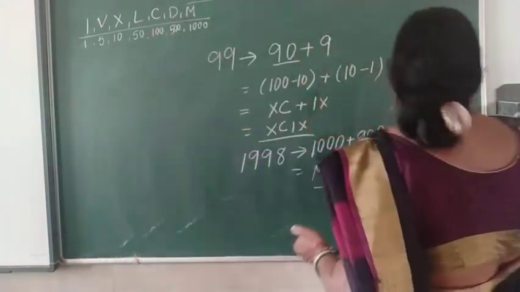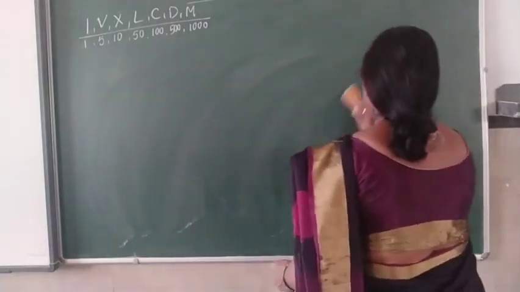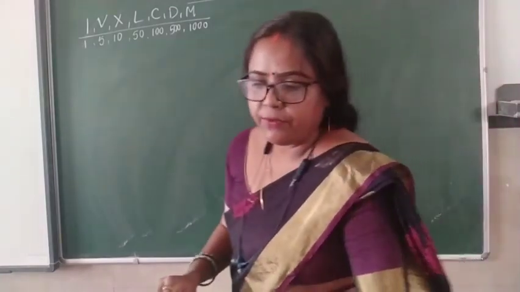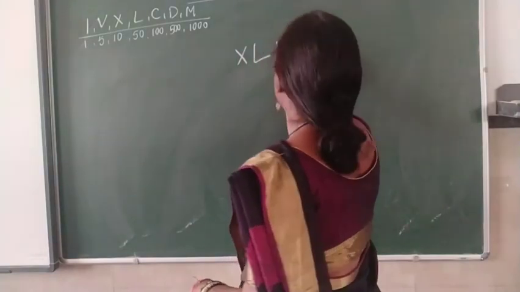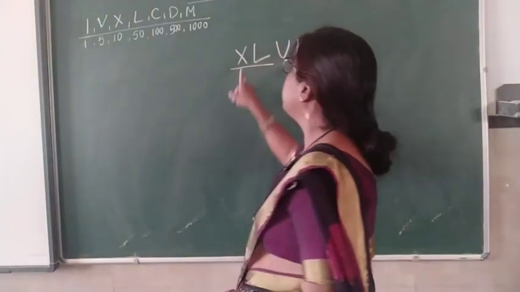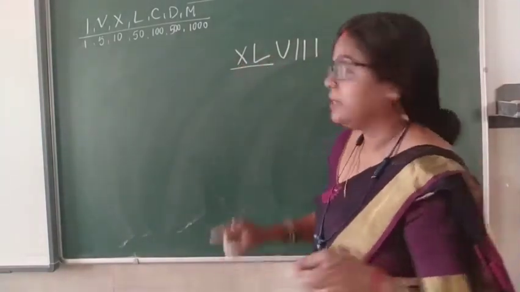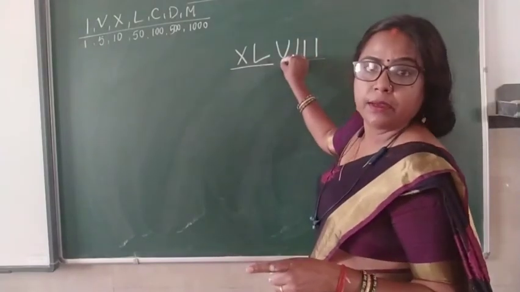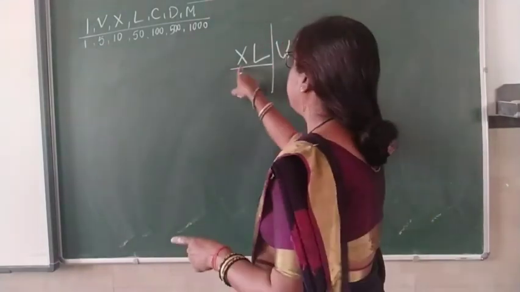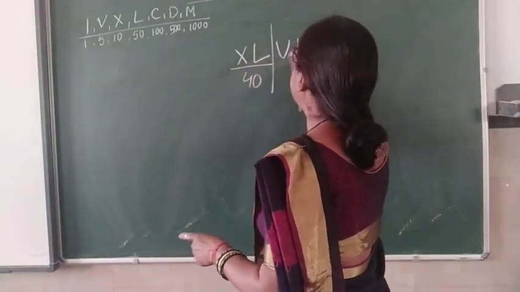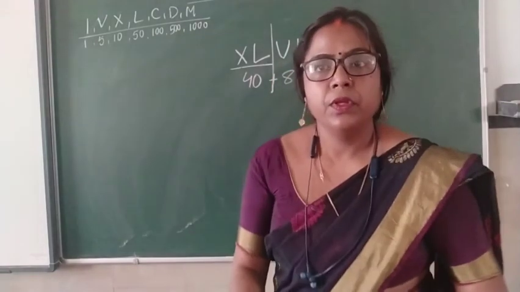Now come to question number 2. If the Roman numeral is given and we have to write down the Hindu-Arabic number, then what will we do? First we will see XLVIII. If a smaller number is written before the bigger number, it means subtraction. If a smaller number is written after the bigger number, it means addition. So break this number into two parts. XL means 40, VIII means 8. So this is 48. Okay.